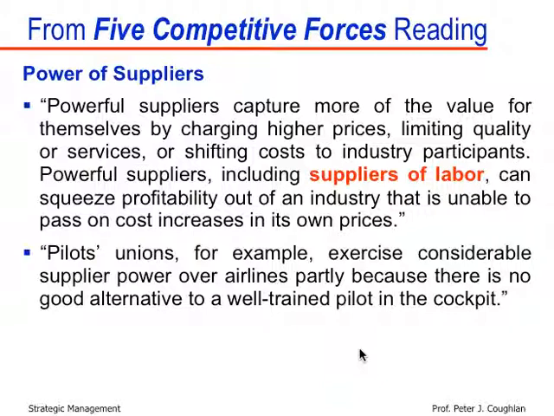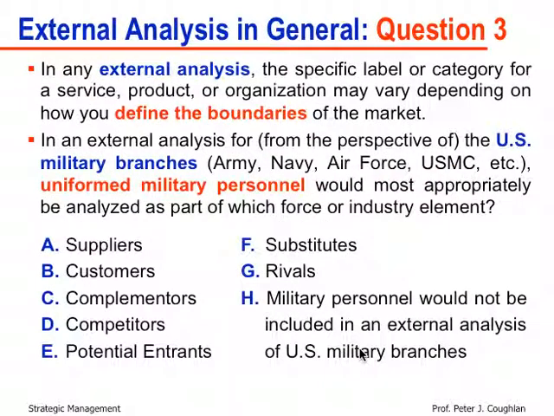Now, the punchline that I'm hoping you get out of this selection is that labor is a supplier, right? Employees are suppliers. If you get a paycheck, you are a supplier to the organization giving you that paycheck, right? So then what are uniformed military personnel? From the perspective of the Army, Navy, Air Force, they are the labor. They're their employees. They are a supplier, right?